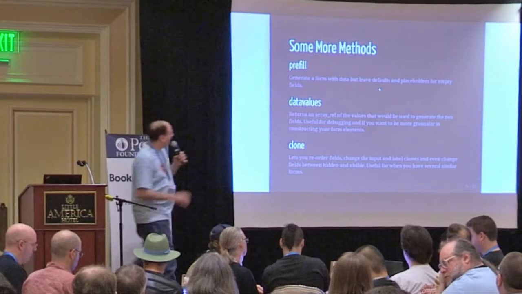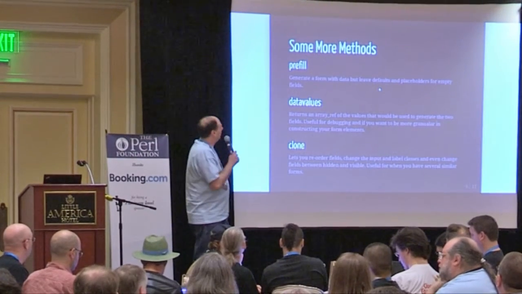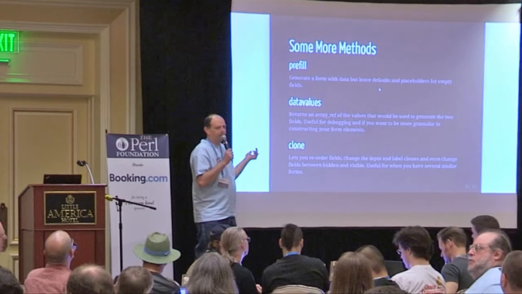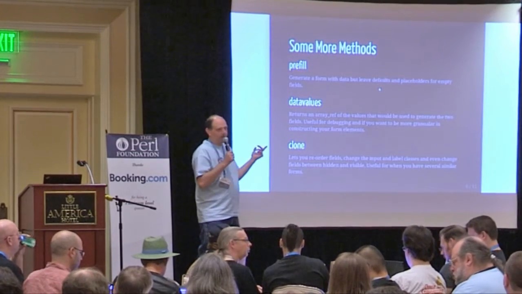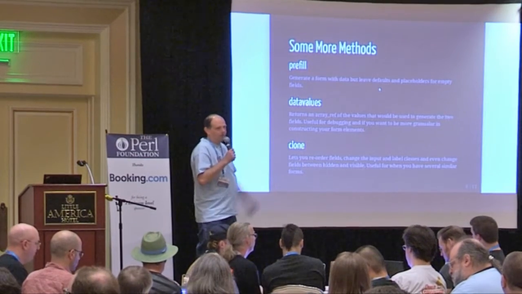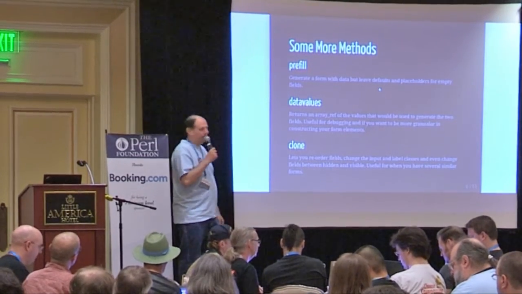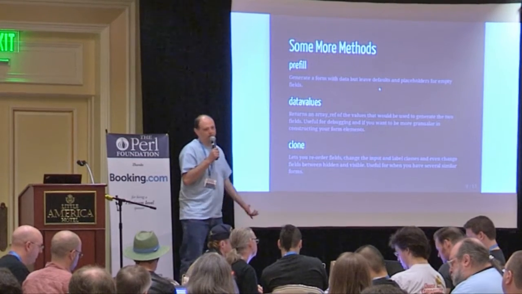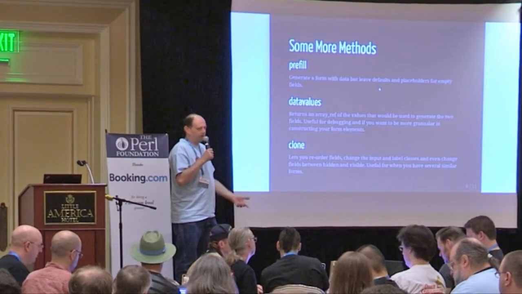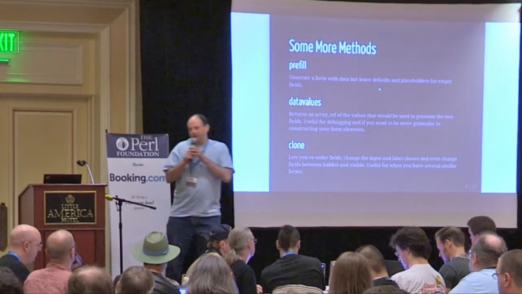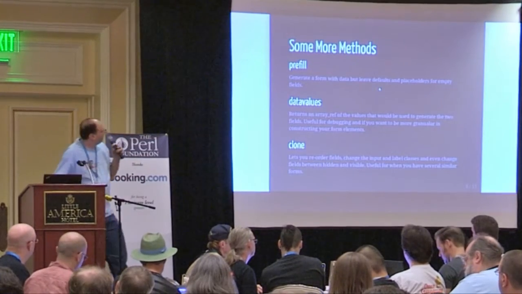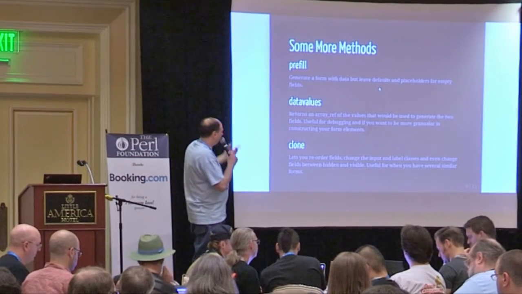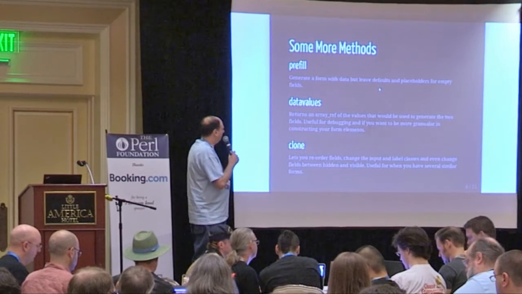So I have some more useful methods. Prefill: sometimes you have some data for a form, like somebody's going through your website and you know from other things they filled out some of the values, but you don't know other values, so you can prefill their form, and where you have an undef in a value, it picks the default or placeholder. FormDiva supports the concept of both defaults and placeholders. A default is a value that's going to be entered into the field, and a placeholder is a suggestion which will go away as soon as somebody starts typing. Data values is useful for debugging, or if you're trying to do something else with what's coming out, because it'll return the values that would be used to generate the fields.